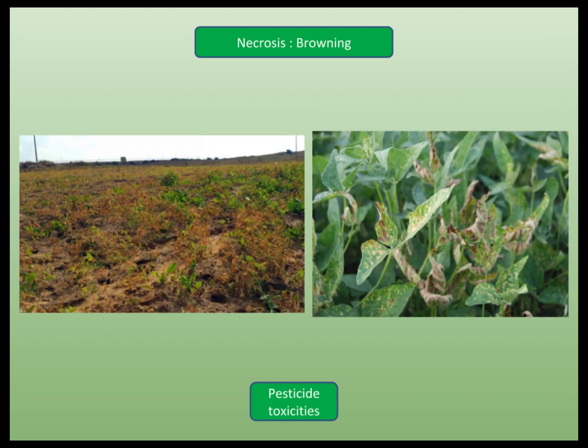Necrosis browning is also caused sometimes by spray of excess herbicides or pesticides. In such cases, only the sprayed area gets affected and other areas nearby will appear healthy. Farmers can realize their mistakes and identify the reasons for such damage themselves.